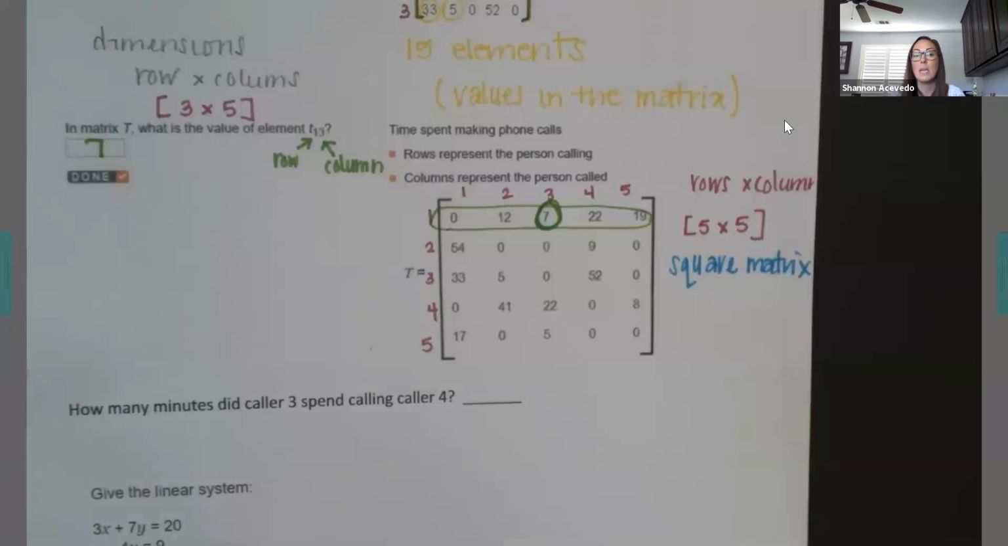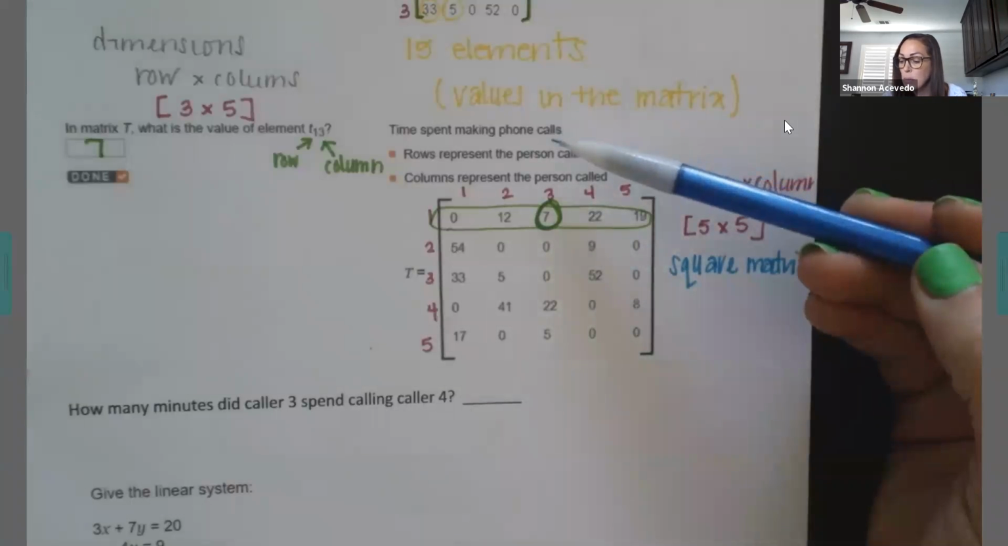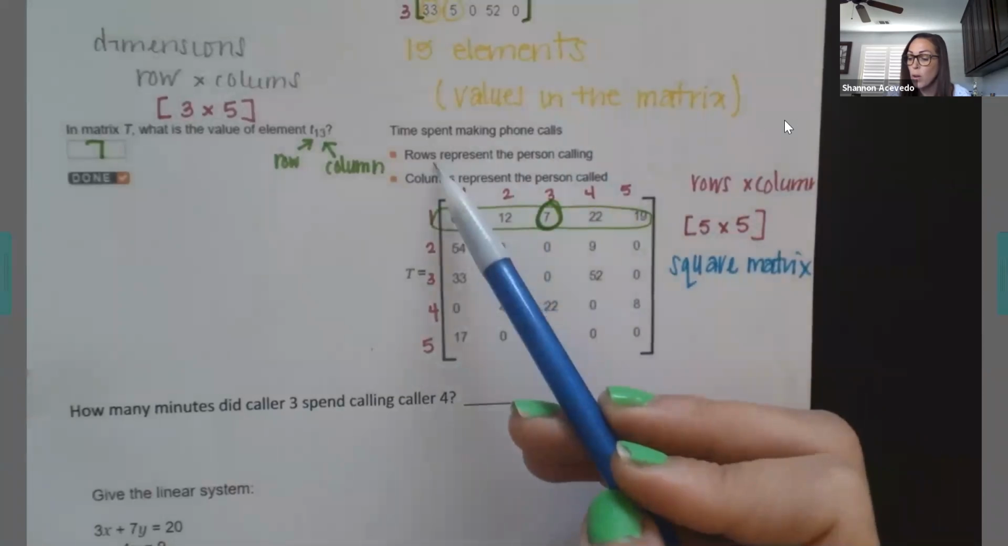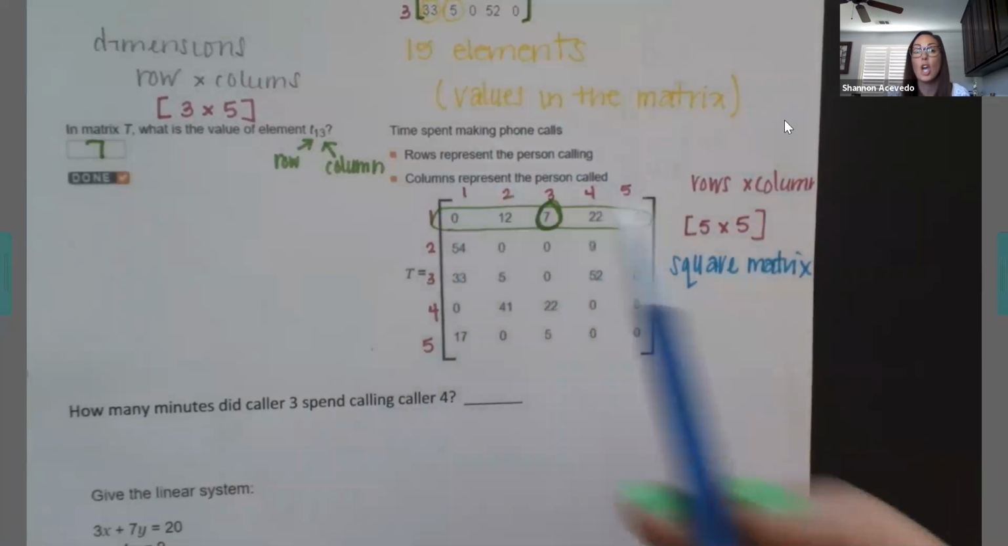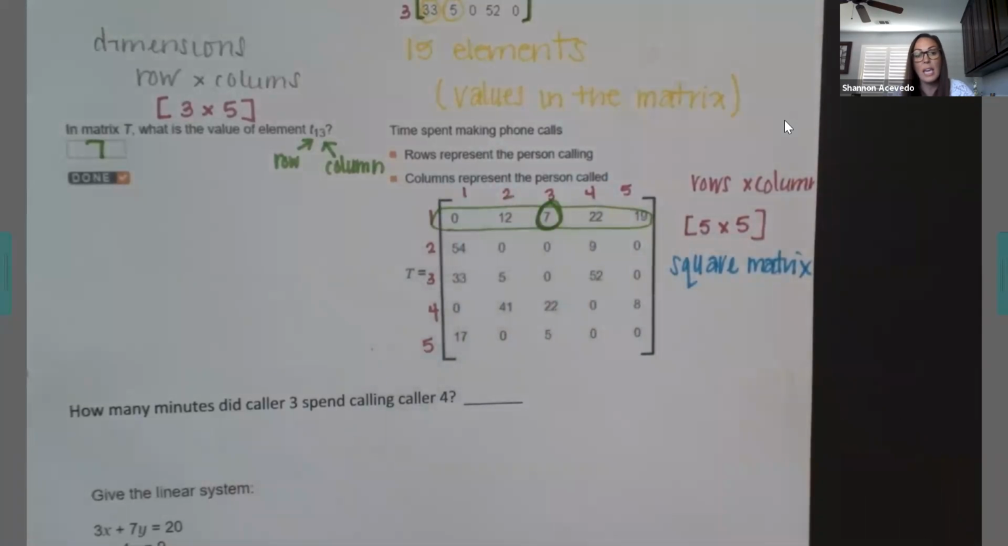This is interesting because this table represents time spent making phone calls. So the rows represent the person calling, the columns represent the person called. So I can ask a specific question. Oops, I didn't admit. Hopefully she wasn't waiting. Let me turn my volume up.